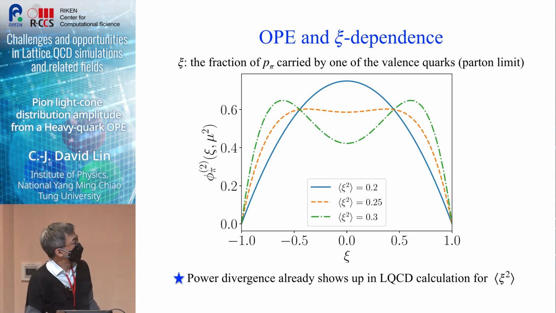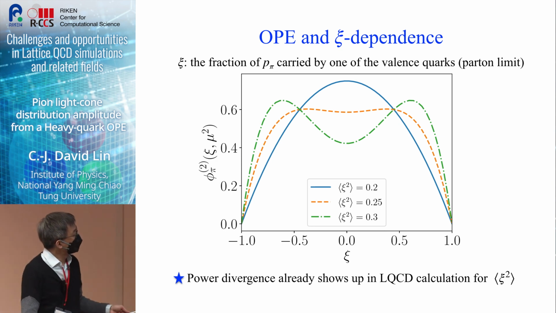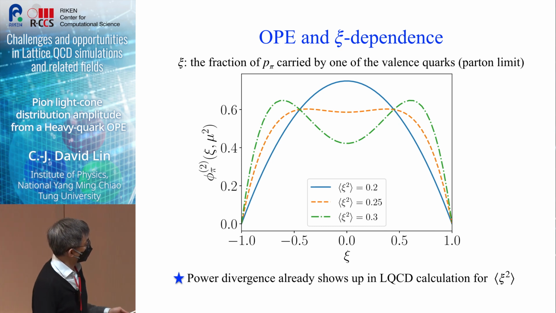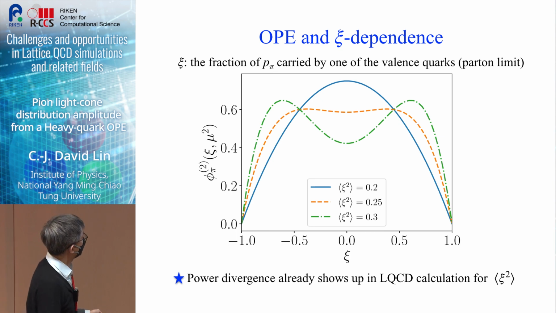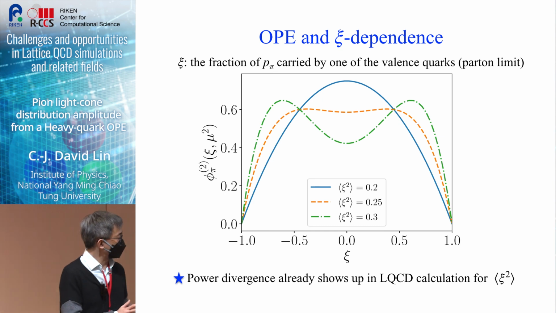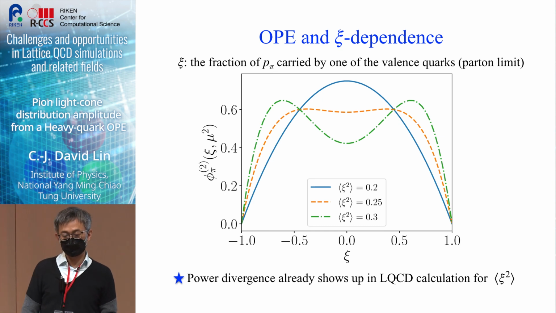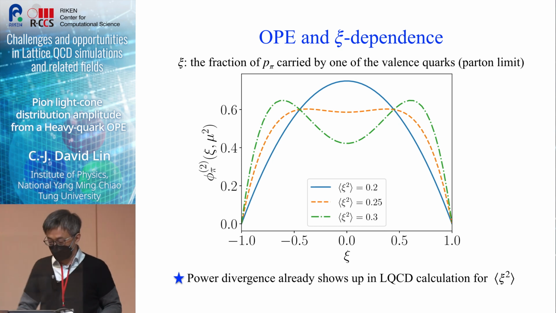Now, by the way, the reason why I'm not listing C4 is that the reliable lattice calculations these days just stop at the second moment, because the power divergence I mentioned earlier already shows up in the lattice calculation for this c squared, and you already have to use all sorts of tricks to subtract these power divergences, and these tricks will not work if you want to go beyond the second moment. Okay.